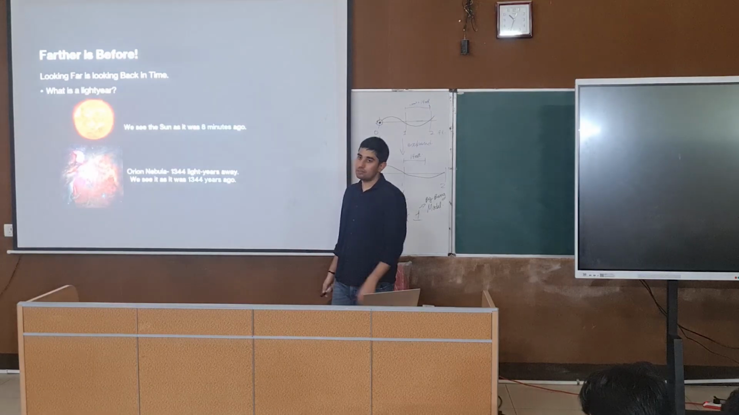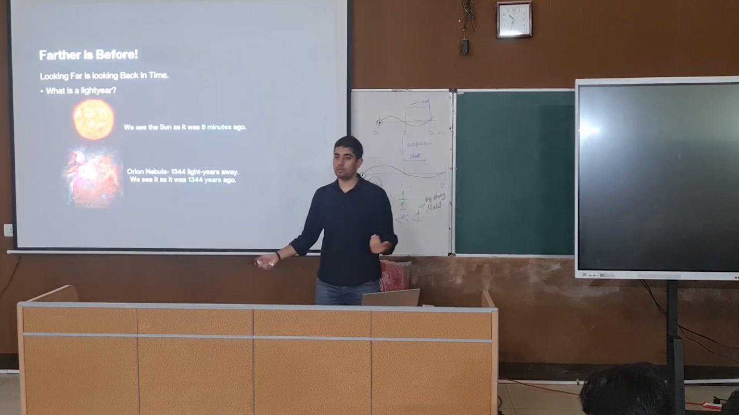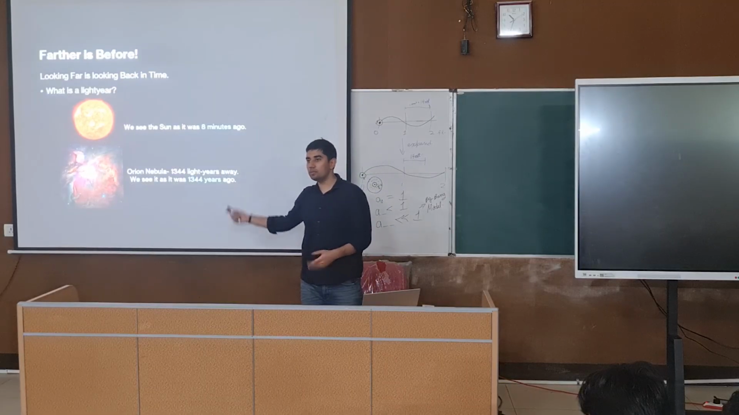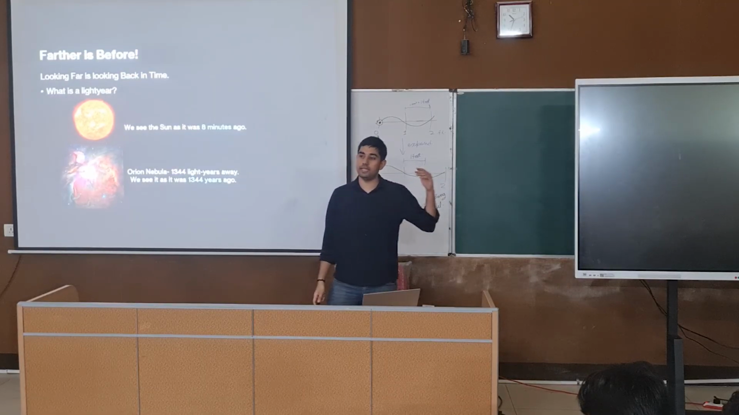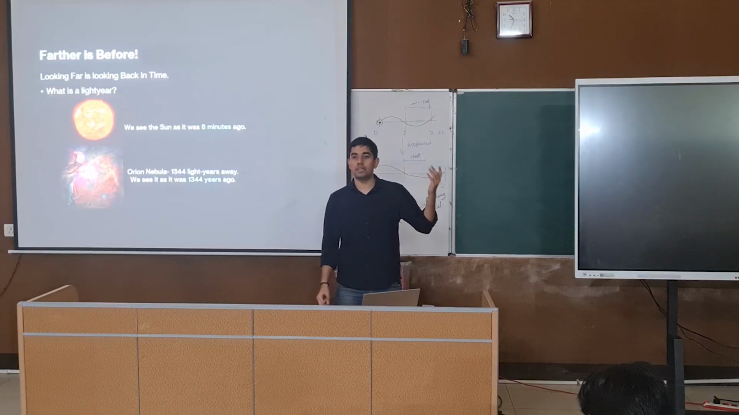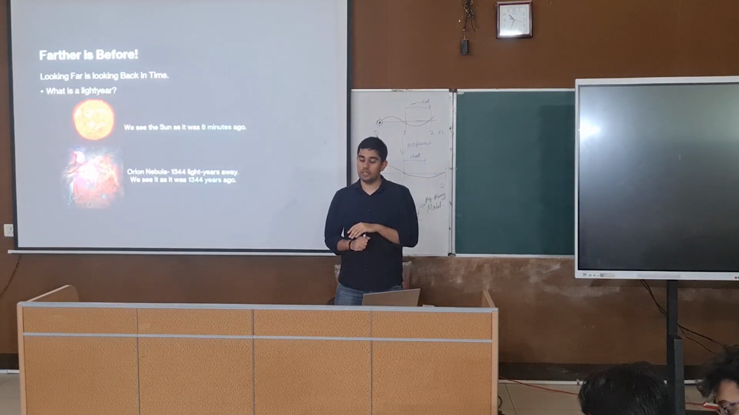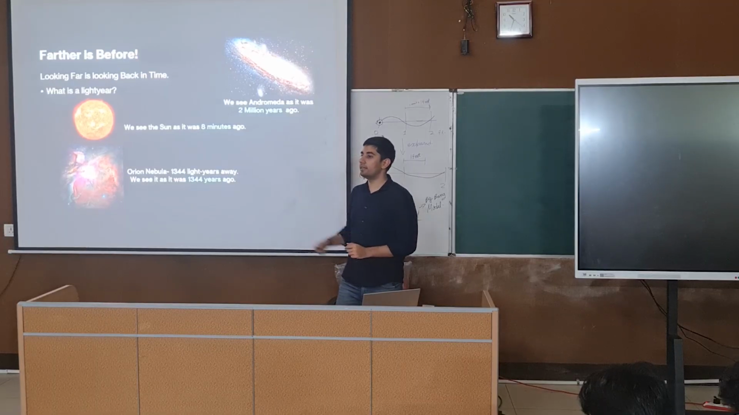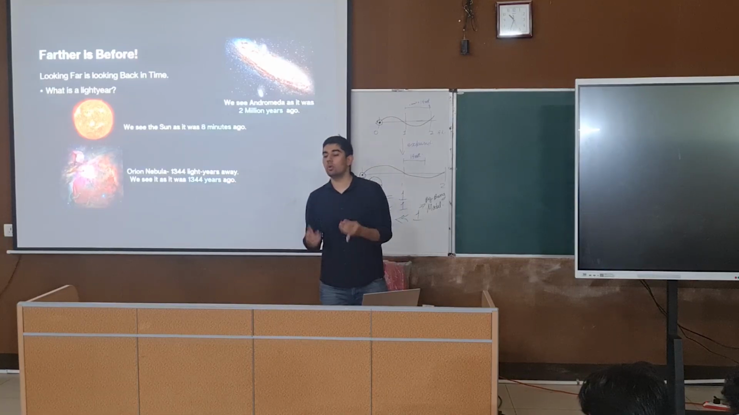That's why it's an assumption. You can't always prove it. Right? So, Orion's Nebula, 1344 light years away. So we are observing light which was emitted 1344 years ago. Similarly, looking at the Andromeda Galaxy, 2 million light years away. So we are looking at light which is 2 million years old.